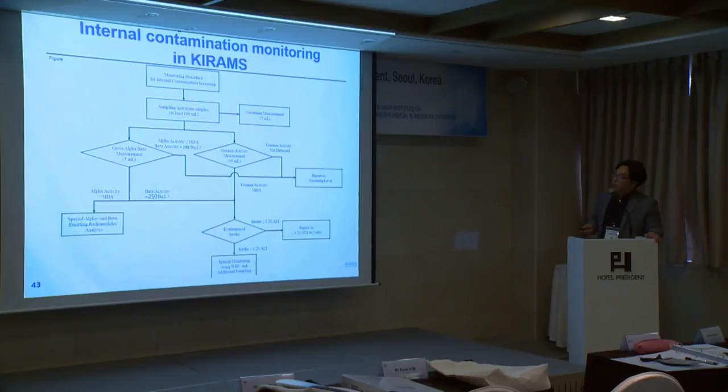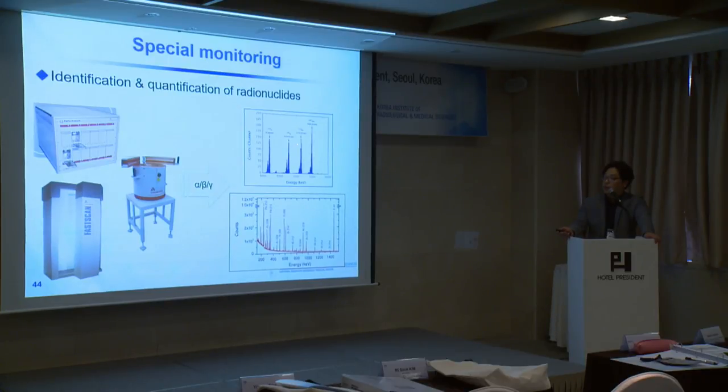And this is the KIRAMS internal contamination monitoring process. So we have made some criteria for alpha, beta, and gamma activity, and we will take action based on this figure. Then we will do special monitoring if the visitor is contaminated, based on these criteria. And you can see the alpha, beta, and gamma spectrum from this instrument for identification and quantification of radionuclides.